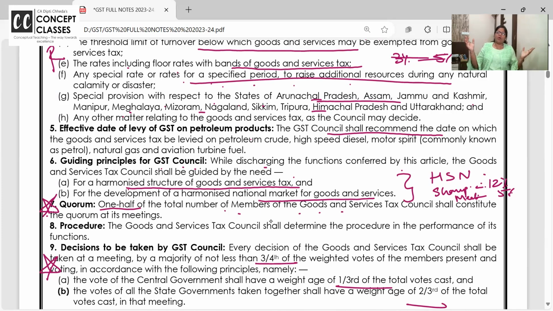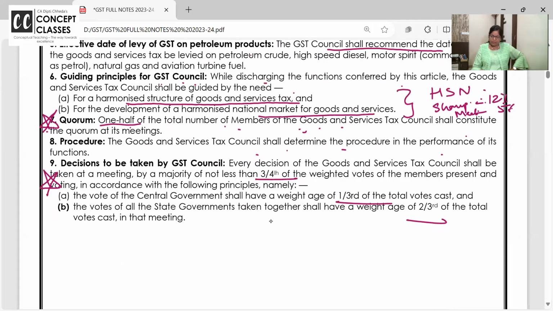Not that we invited all, out of 33 only 5 members will come and they will take some decision. Not possible. One half or 50% of the members shall constitute the quorum for approval of any changes in the GST Act by the GST Council. The GST Council shall determine the procedure and how they are going to perform.